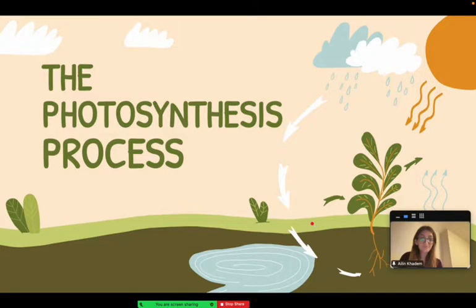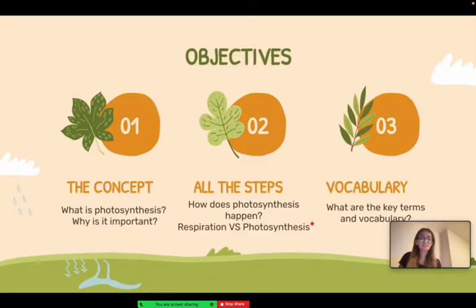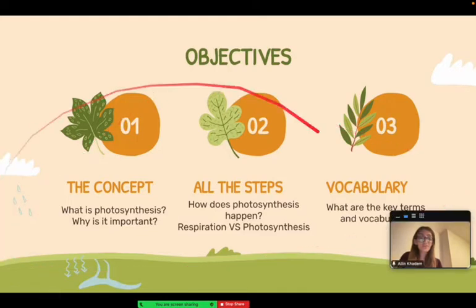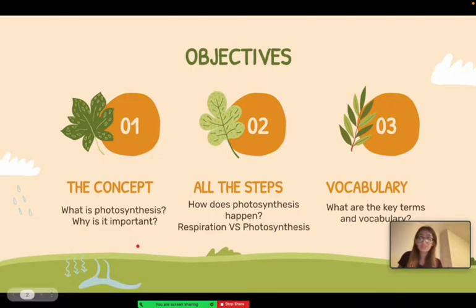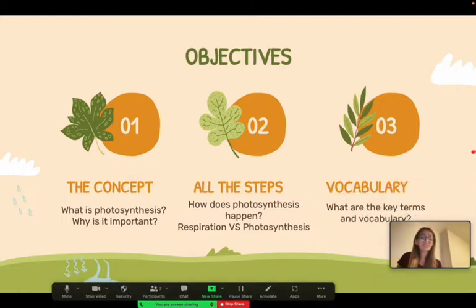So, class, before we get started, let's talk about our objectives. We have three main objectives. We have the concept, which is basically what is photosynthesis, why is it important, just basics. Then we have all the steps. We're going to go into a bit more detail. We're going to talk about how it takes place and more in depth. And lastly, our third and final objective is just talking about the key terms and the vocabulary.